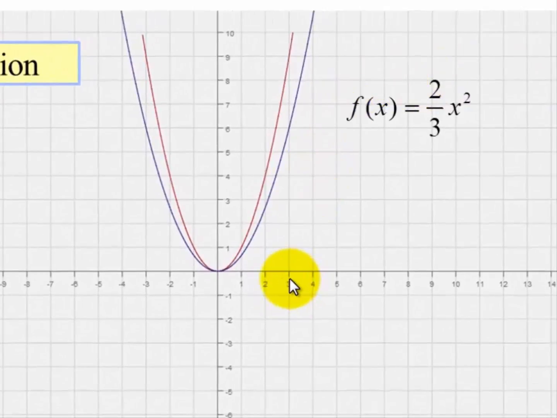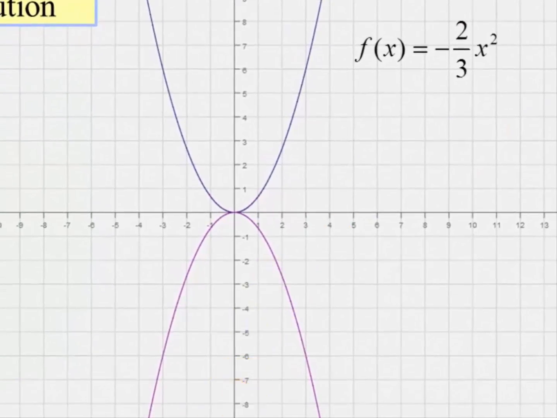So when x is 3, we take 3, we square it, we get 9. 9 times 2/3 is the same thing as 9 times 2 divided by 3, which is 6. When x is 3, y is 6. So if we look at the relationship here between x squared and 2/3 x squared, 2/3 x squared is wider. Next, since a is negative, we need to reflect it across the x-axis. So we have this.